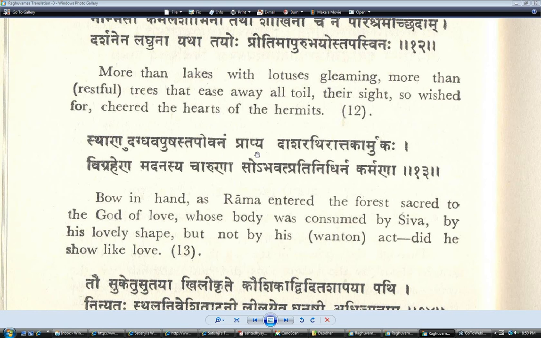So did he show like love? So abhavat, saha abhavat. Abhavat pratinidhi. Pratinidhi means sadrishaha, so pratinidhi abhavat means he resembled him. So saharamaha.